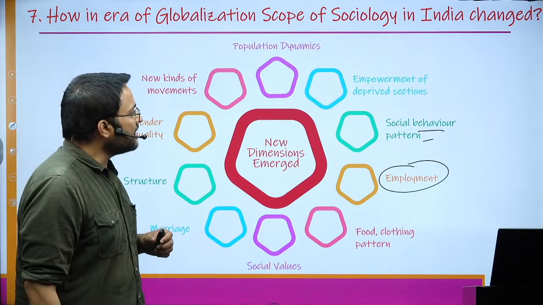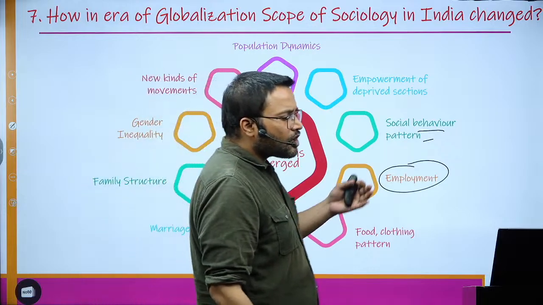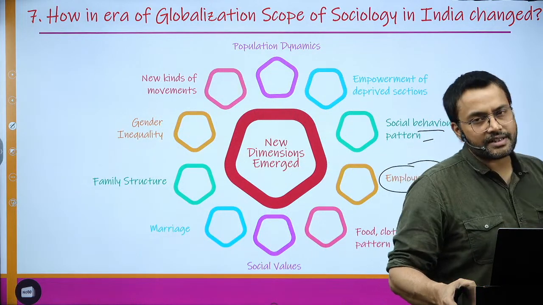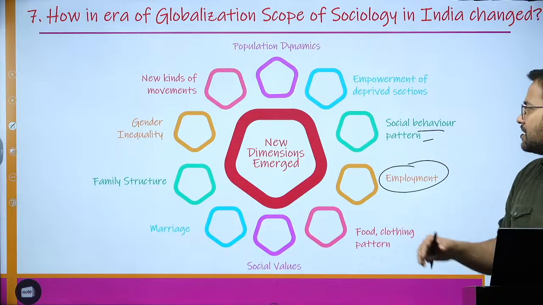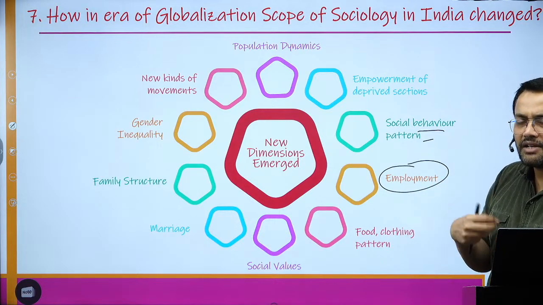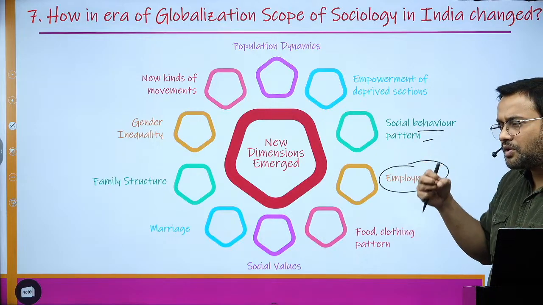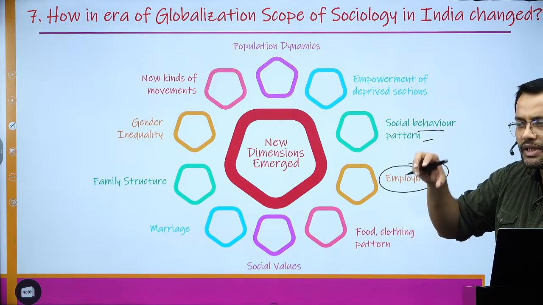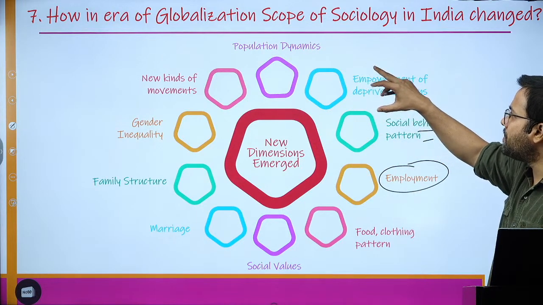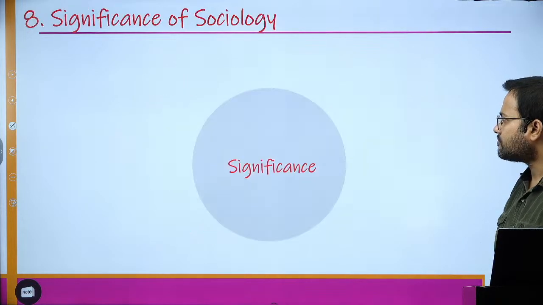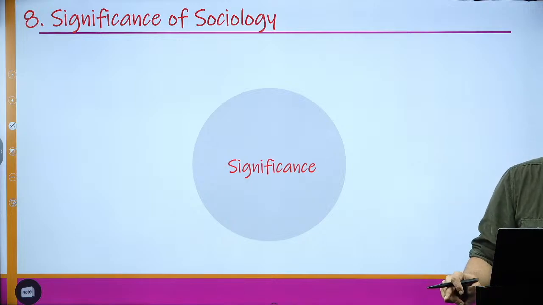Then we have empowerment of the deprived section. Why? Because now they are aware of their rights, so they become more and more assertive. That is why you can see a different culture popping up: flaunting of their car, flaunting of their caste on the car. Then you can see some caste-based political parties popping up. Especially people from the lower caste are coming together and forming a political party so that they can work for the empowerment of their own section of society, right? So this is how, in the era of globalization, the scope of sociology in India has completely changed. Now the significance of sociology, again some further points so that you are able to answer all the questions.